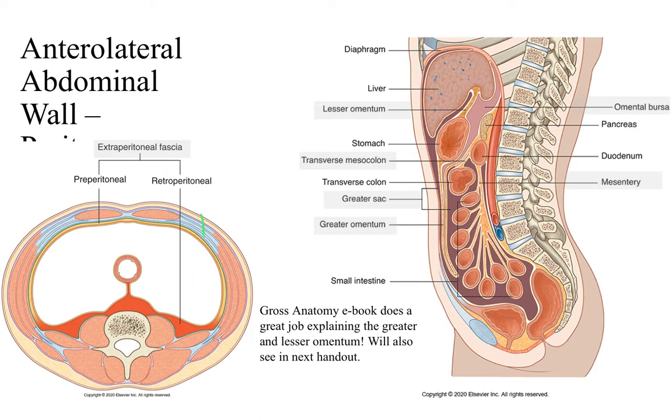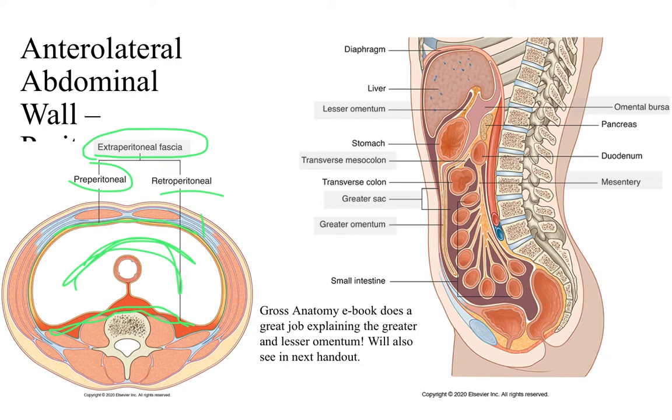It's hard to point with this pen. Then underneath that, you have your extraperitoneal fascia. All right, extraperitoneal means outside the peritoneum. The peritoneum would be everything that's inside your abdominal cavity. All right, so the extraperitoneal fascia, which consists of your preperitoneal, which would be up front, anterolateral, and your retroperitoneal, which would be back here along the posterior wall of the abdominal cavity.